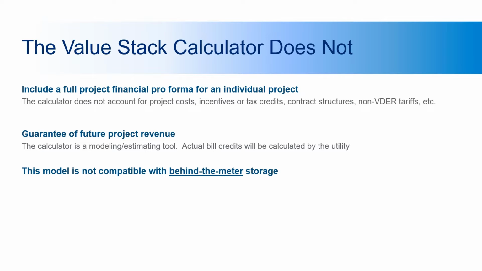The calculator is also not a guarantee of future project revenue. This is only a forward-looking estimate, and actual bill credits or revenue from a project will be calculated by the relevant utility as a project is operating. The calculator is also not intended to be used for behind-the-meter storage projects.